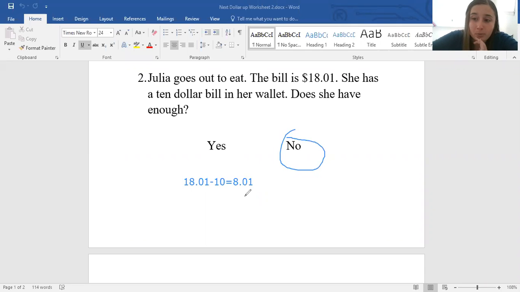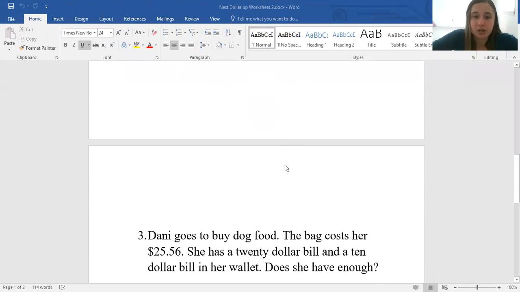If you were to do this problem and there was nothing left over or extra money left over in your wallet, then you would have enough. But since we have this remainder here, we still have $8.01 to cover. We do not have enough to cover that bill with the amount that Julia has in her wallet at the time. So let's move down to question number 3.